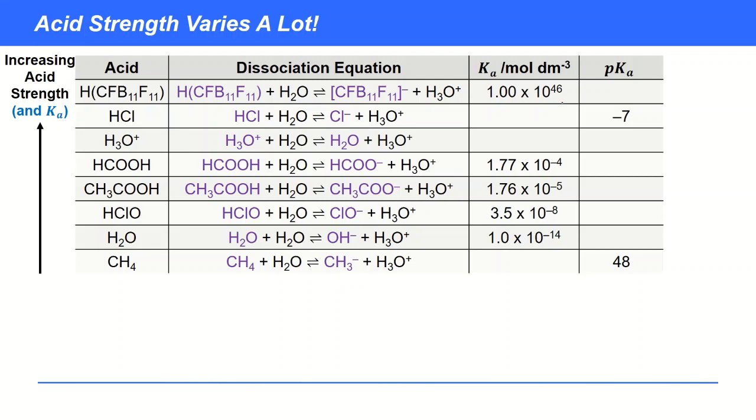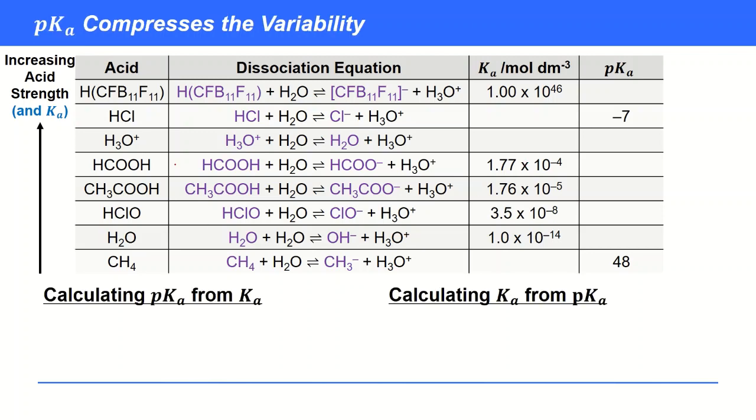If you look at these numbers, you can see that from water to that, there's a huge amount of variability. And that's quite inconvenient to have to deal with Kas of that magnitude. So what we're going to do is introduce a new quantity, which is known as the pKa, in order to compress the variability. The way we're going to calculate the pKa is using this formula. The pKa is the negative of the base 10 logarithm of the Ka.